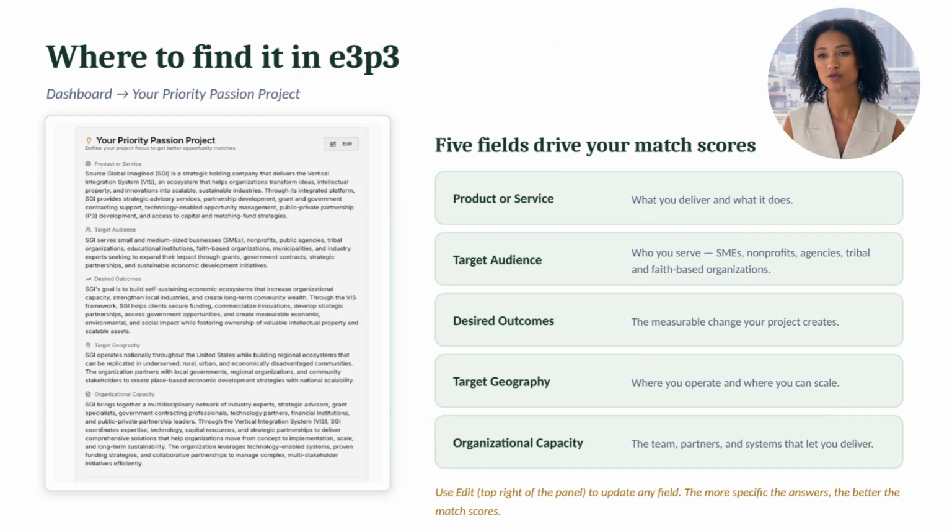You'll build it under Dashboard, your priority passion project. 5 fields drive your match scores here: your product or service, your target audience, your desired outcomes, your target geography, and your organizational capacity. The more specific your answers, the sharper your match scores will be.